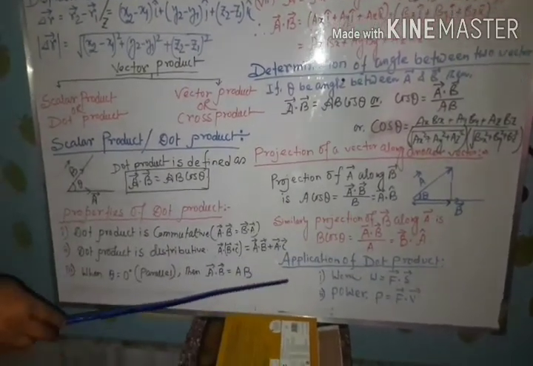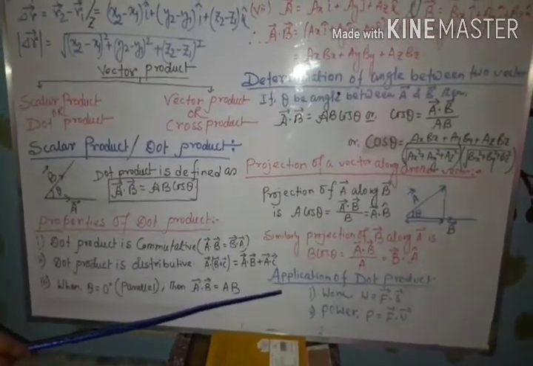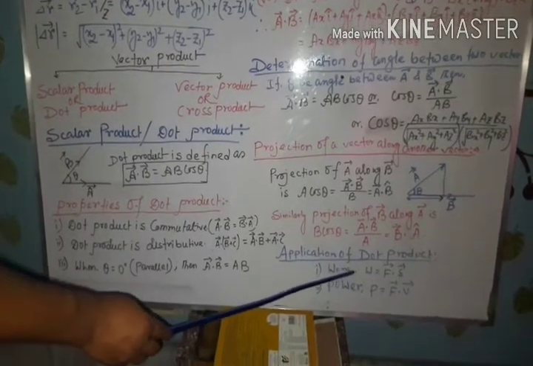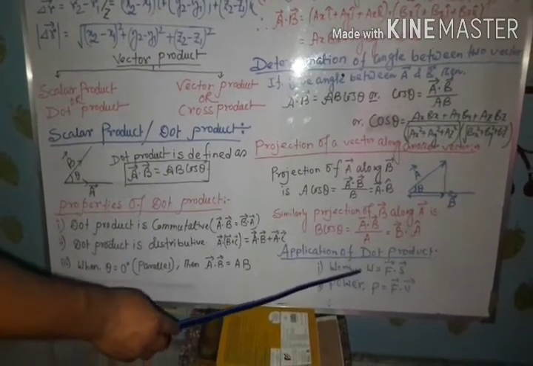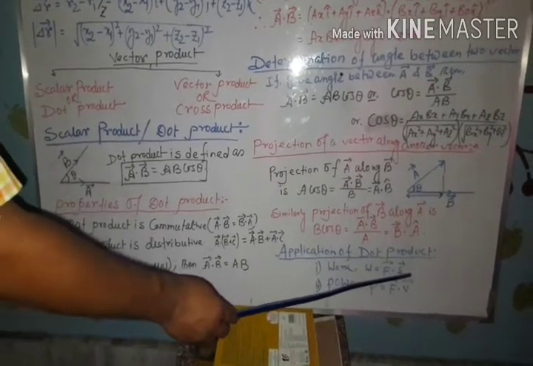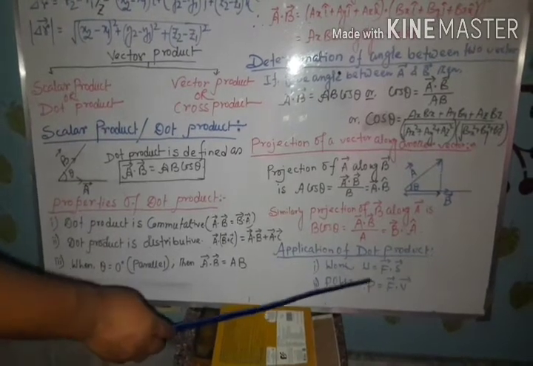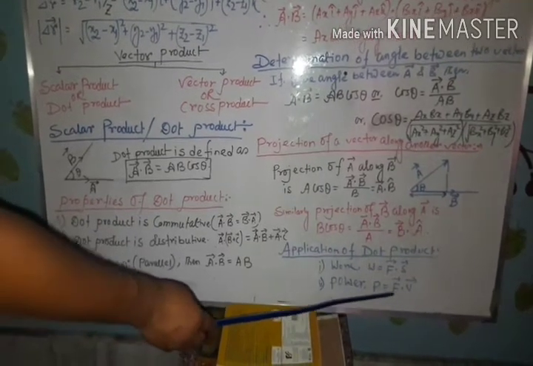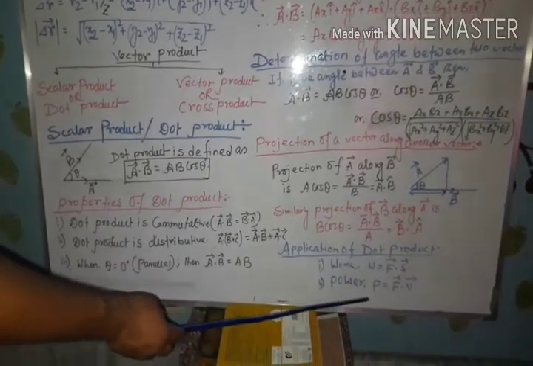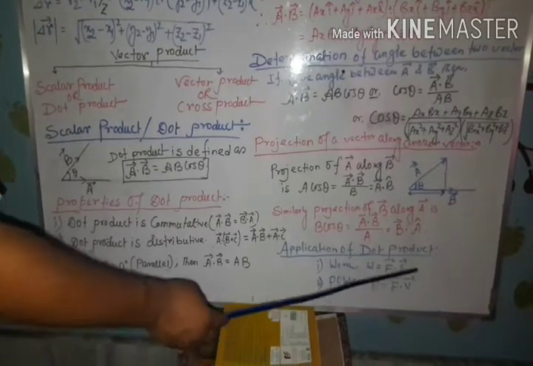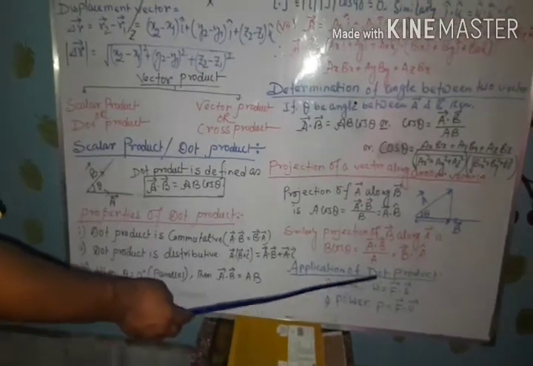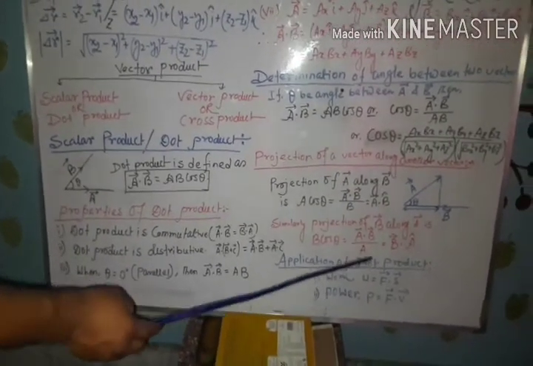This dot product has some applications in our daily life. We can use the dot product in the calculation of work done. Remember, work done is the dot product of force vector and displacement vector. Similarly, we can determine power. Power is the dot product of force vector and velocity vector. As work and power are the dot product of two vector quantities, and dot product always gives a scalar, we can say work and power both are scalar quantities.